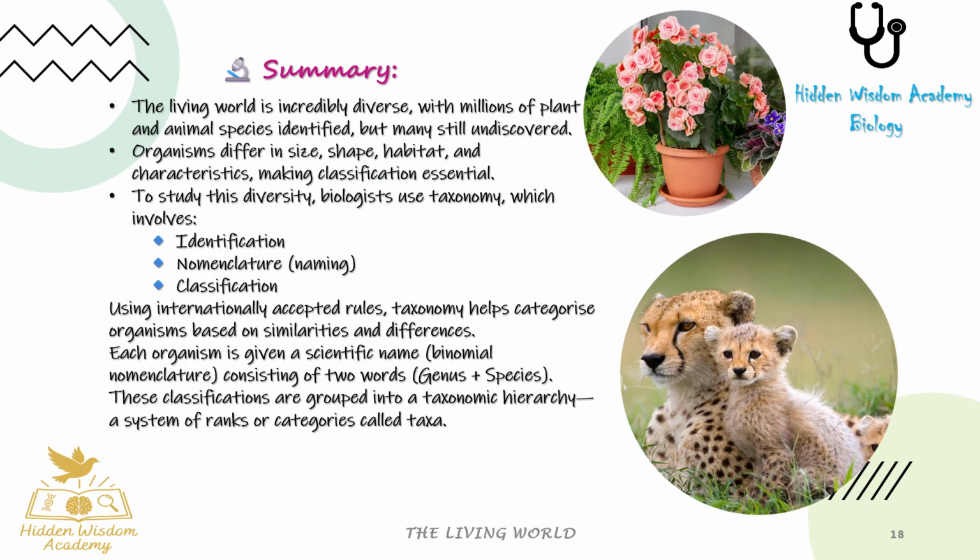Summary. The living world is incredibly diverse, with millions of plant and animal species identified, but many still undiscovered. Organisms differ in size, shape, habitat, and characteristics, making classification essential. To study this diversity, biologists use taxonomy, which involves identification, nomenclature (naming), and classification. Using internationally accepted rules, taxonomy helps categorize organisms based on similarities and differences. Each organism is given a scientific name, that is binomial nomenclature, consisting of two words, genus and species. These classifications are grouped into a taxonomic hierarchy, a system of ranks or categories called taxa.